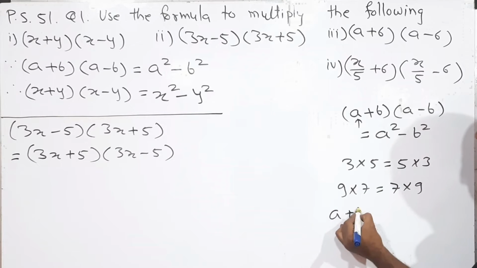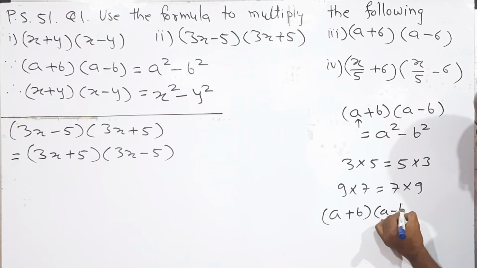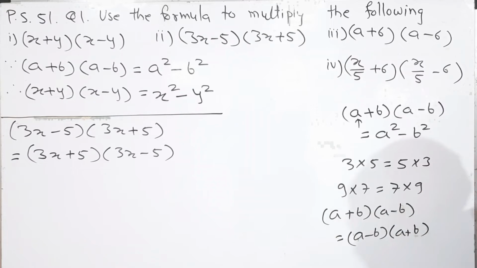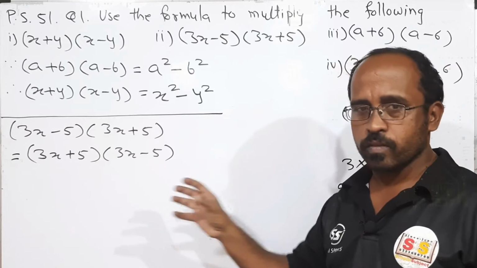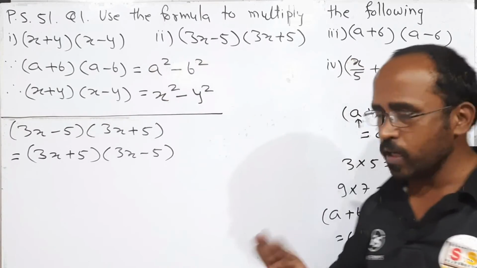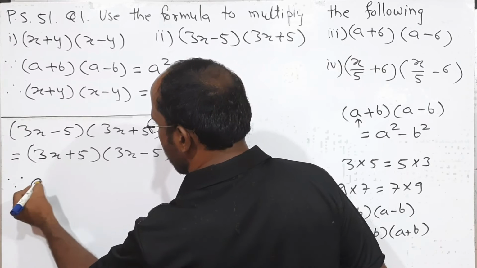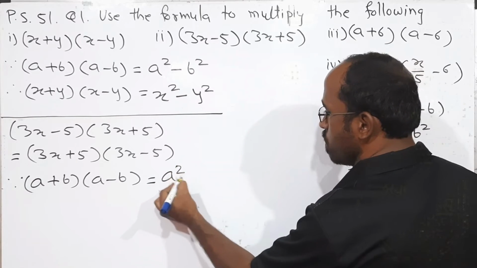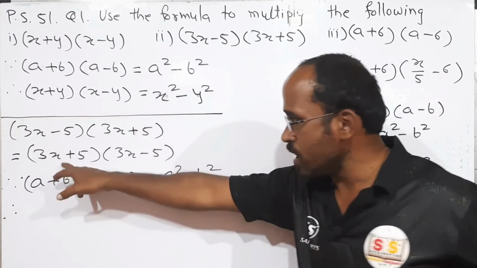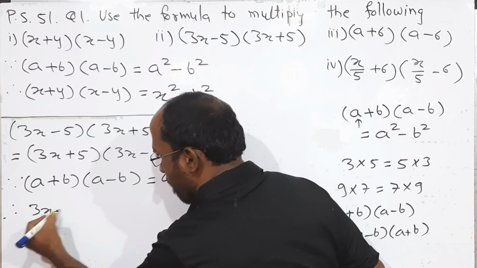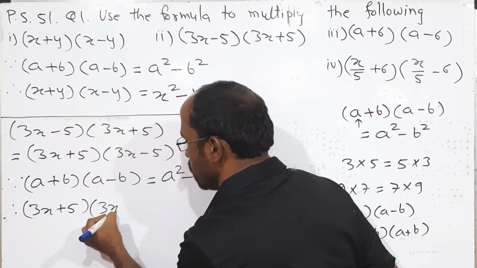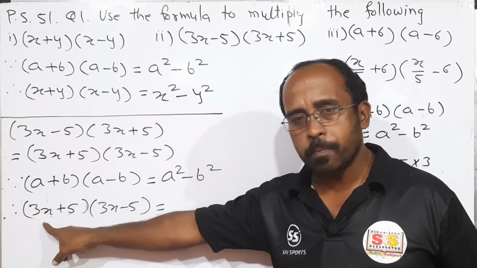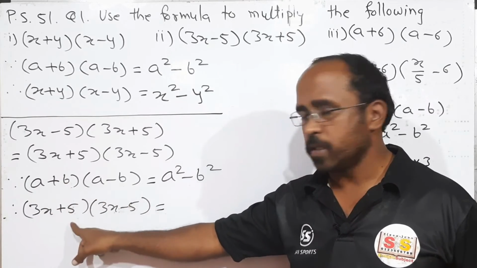So a plus b multiplied by a minus b also can be written as a minus b multiplied by a plus b and vice versa. So this we have written in the form of the formula. Okay, now let's write the formula. If a plus b multiplied by a minus b is equal to a square minus b square, then 3x plus 5 multiplied by 3x minus 5 is equal to, first term a will be replaced by first term 3x, second term b will be replaced by second term 5.